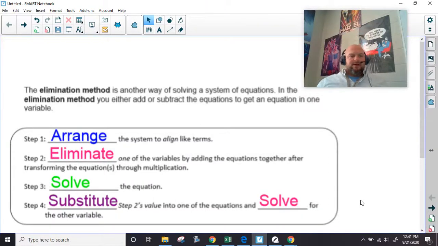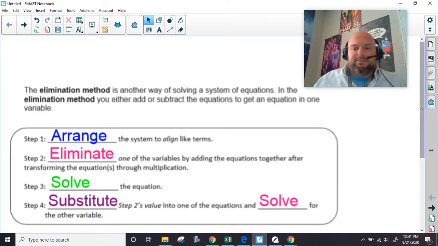Today we're going to talk about my favorite method of solving systems of equations, the elimination method. I like this because I actually had a student one time. They would do this in class on the test and stuff. They would get a little unnerved when they would cancel stuff out.